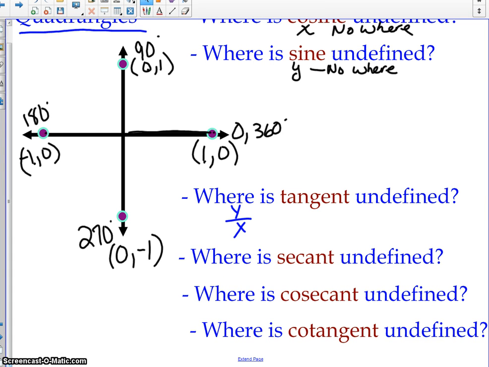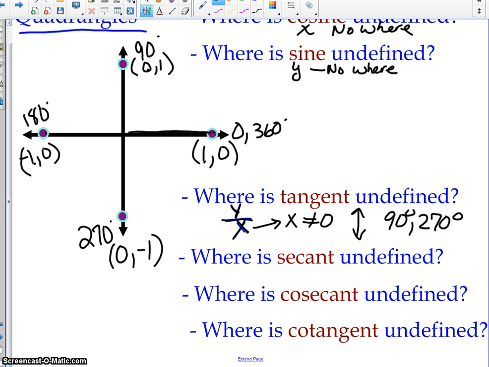If I have y over x here, your denominator can never be 0. So you're going to say x can't equal 0. So where does x equal 0, meaning it's going to be divided by 0, which you can't? It's on the y-axis. So at 90 degrees and at 270 degrees, that's where tangent will be undefined, because the x is equal to 0.